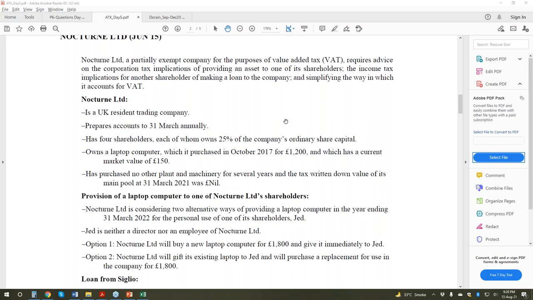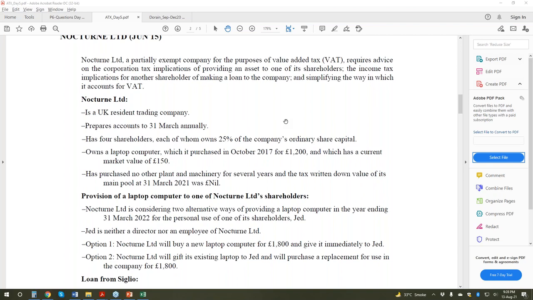Now, what is the difference of the rule? Guys, if the person is an employee, a director, or in any other capacity is participating in the business along with being a shareholder, he will be considered as an employee, and anything that the company may provide him will be a taxable benefit in kind for him, and the company needs to pay class 1A NIC on that.